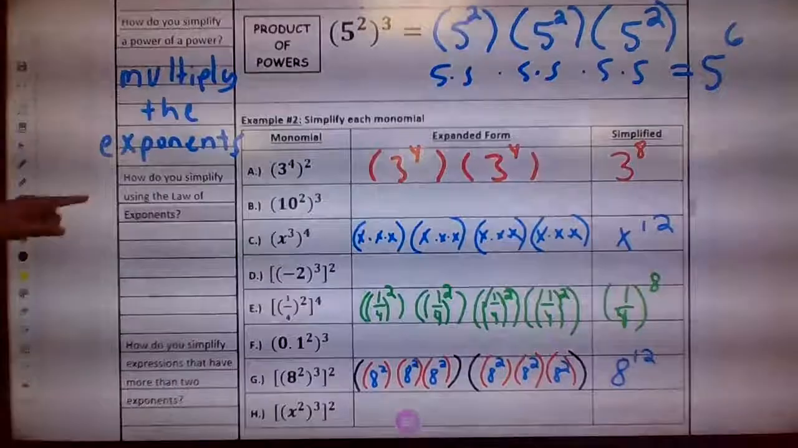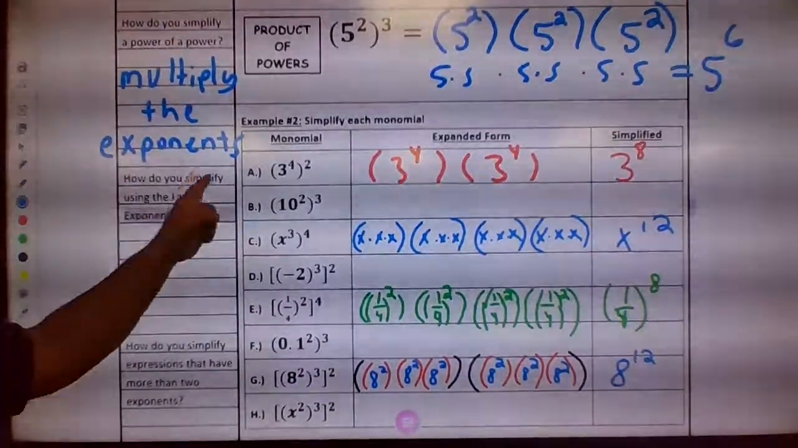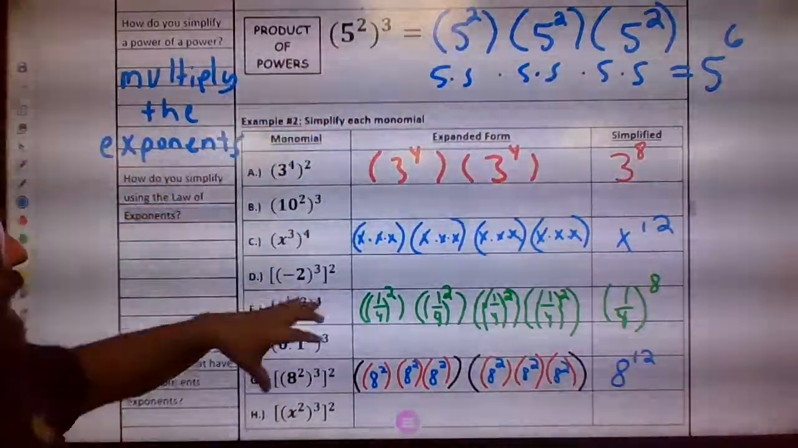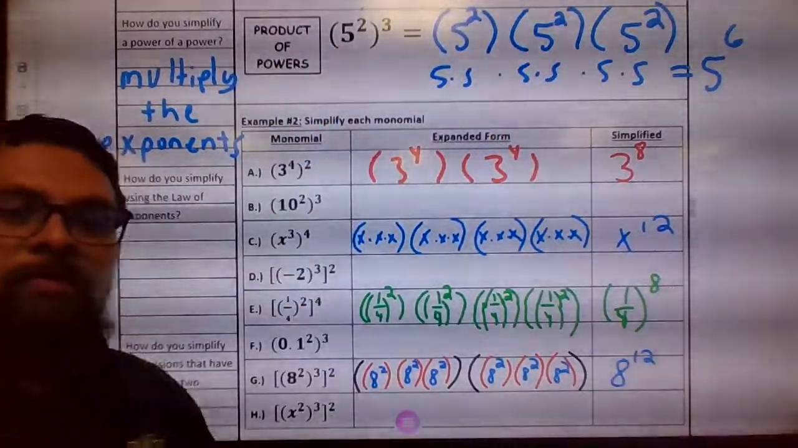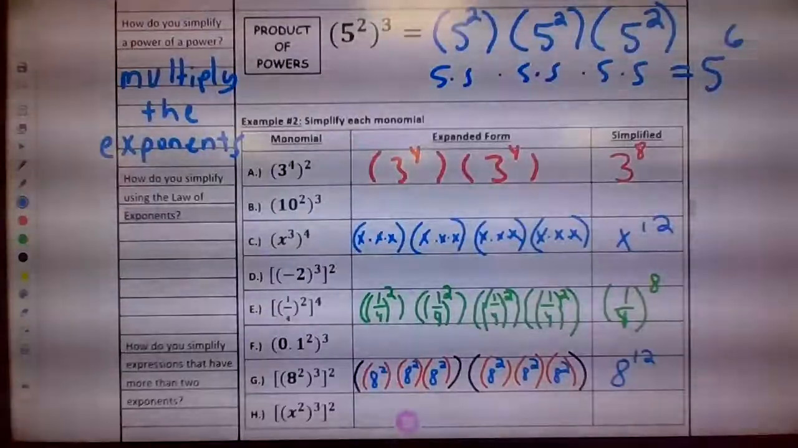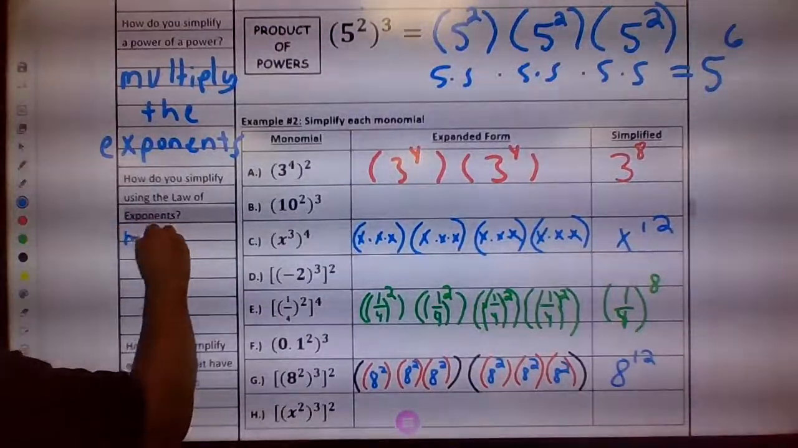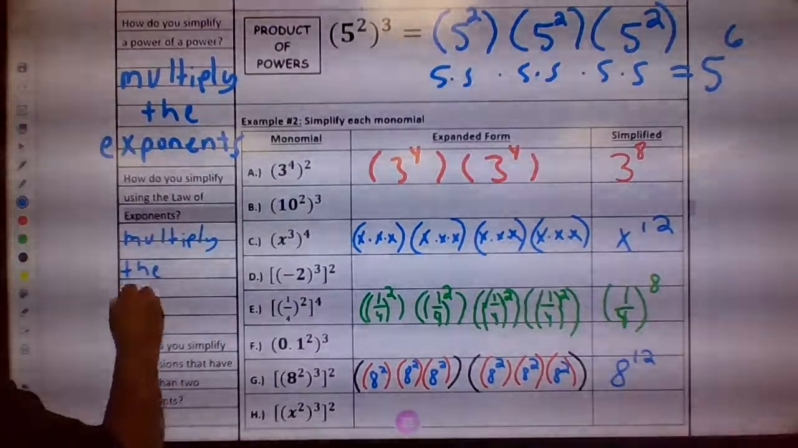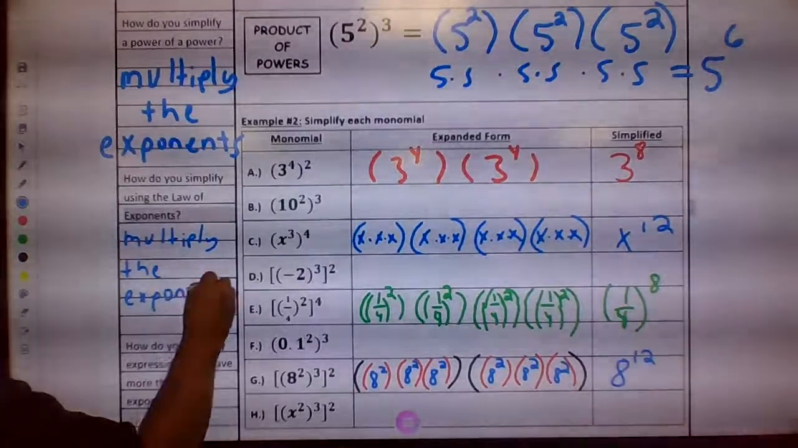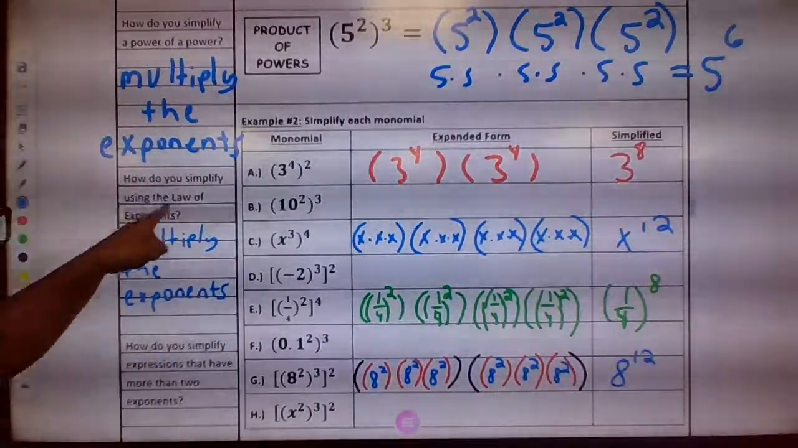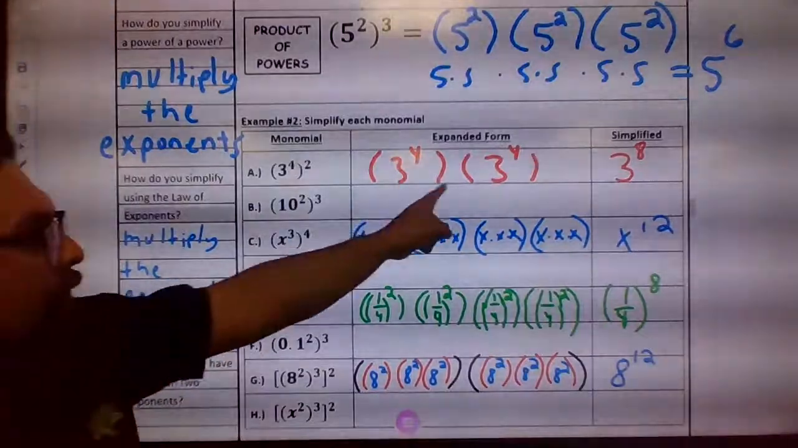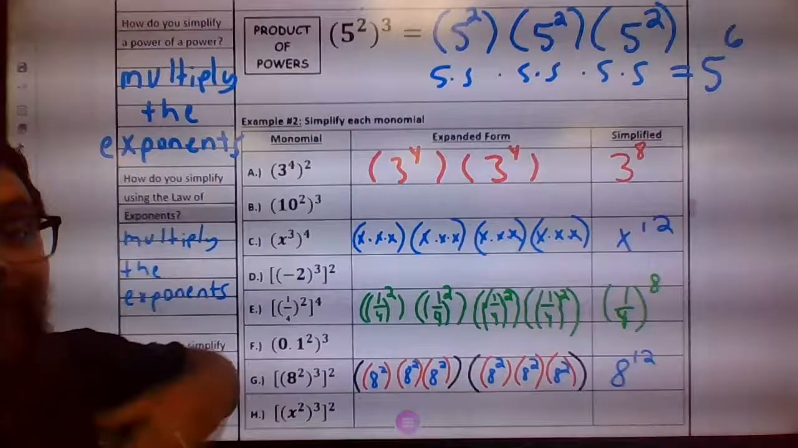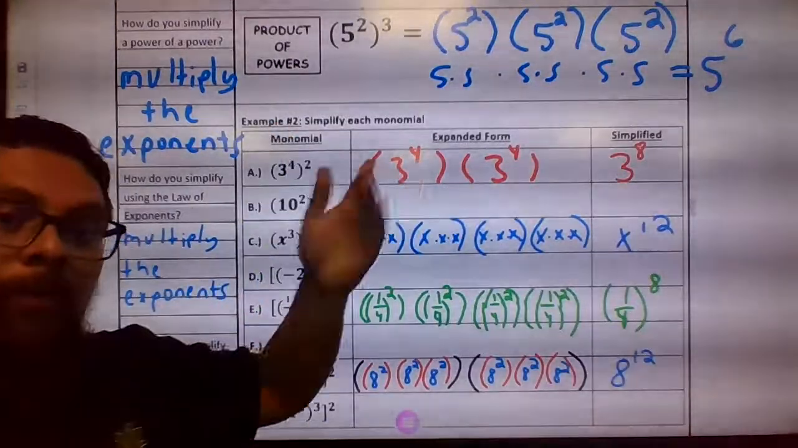All right, so let's go ahead and fill these in right here. So how do you simplify using the law of exponents? How are we simplifying this in this case? What are we doing to the exponents? We are multiplying, right? Multiply the exponents. How do you simplify using the law of exponents? You multiply the exponents. In this case, we're multiplying them, okay? Because it's a power of a power, okay? Before, we were adding them, okay?